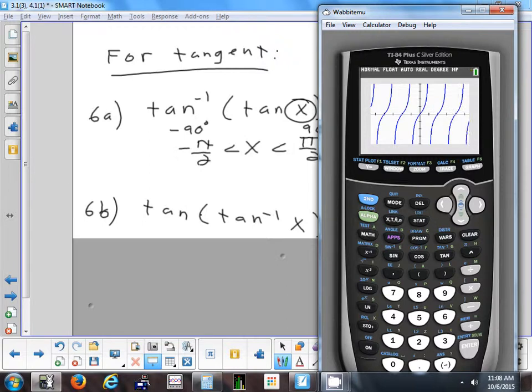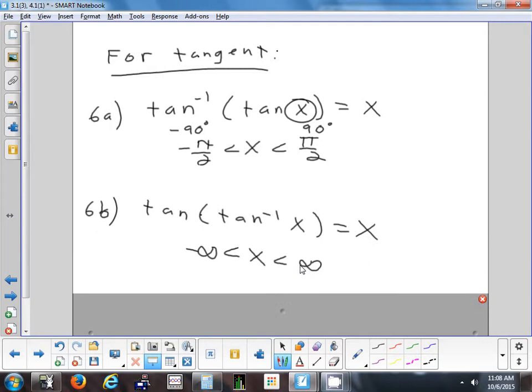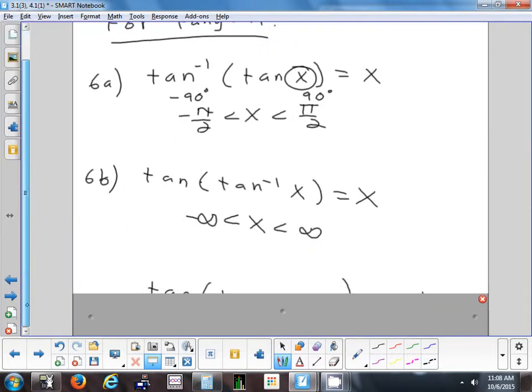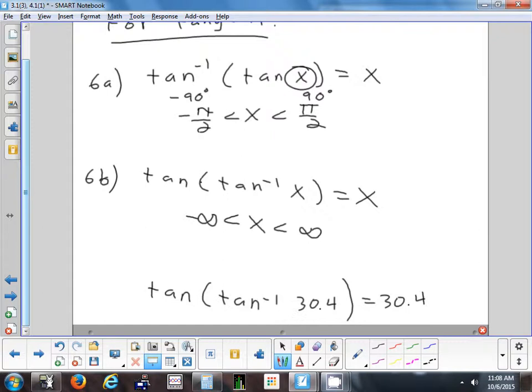This curve just keeps going up. I can show you. If I let x be 89, y is up at 57. It's way off the screen. As I get very close to 90, y starts to get huge. It's up at 5,000. So it goes up forever, goes down forever. So basically, this formula works all the time. With 6b, you don't really have a restriction.